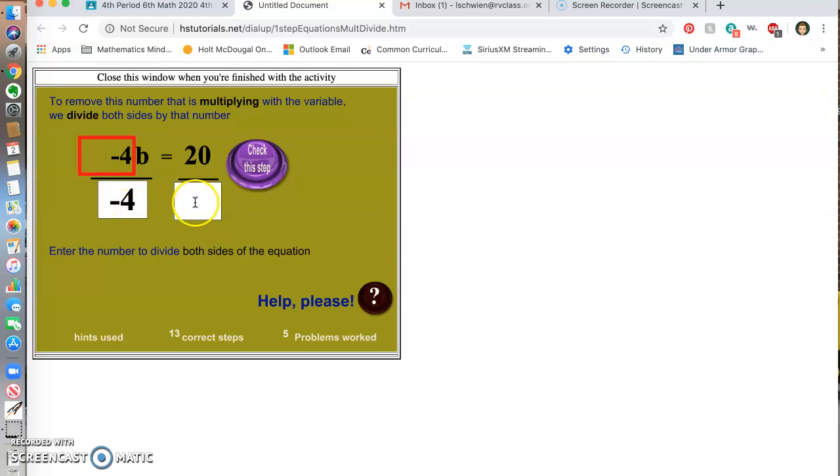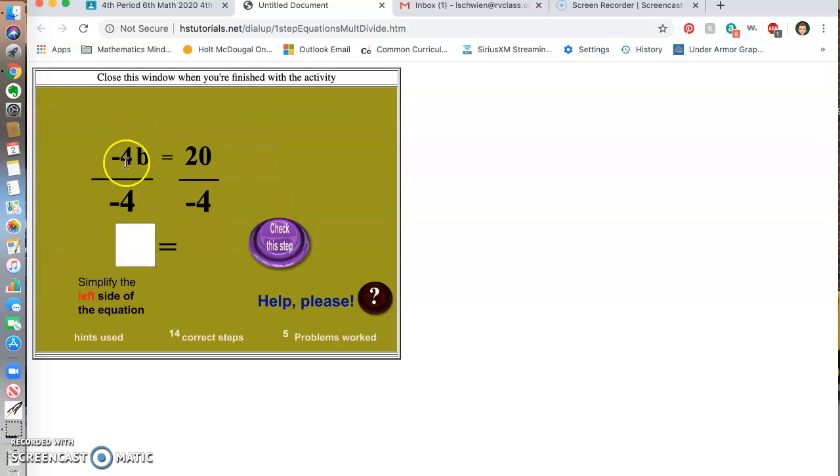So when you start doing this on your own, you have to remember to divide by a negative number if it's negative. If I divide by negative 4 on one side, I have to divide by negative 4 on the other. Cancel those out. Negative 4 divided by negative 4 would be equal to 1, because any number divided by itself is 1. So you're going to be left with b. Could write 1b, but just left with b.